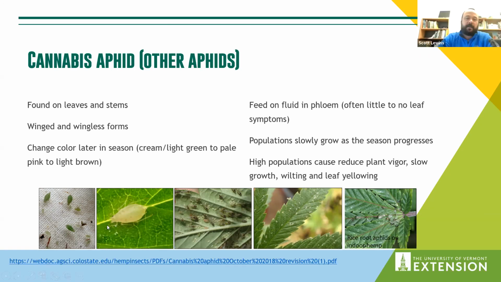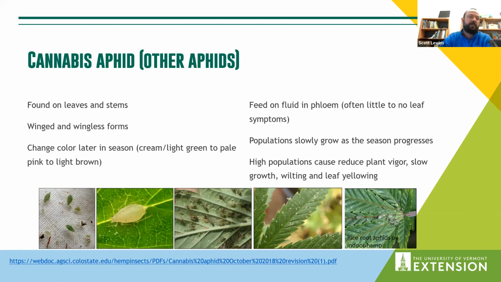The way that you can tell cannabis aphids from other aphids is cannabis aphids have these little horns, and you might not be able to see them in this picture, and it's really not that important because the management is pretty much the same. But the aphids are found on leaves and stems. Mostly you'll find them on the underside, although you can find them all over, especially when the population numbers grow.